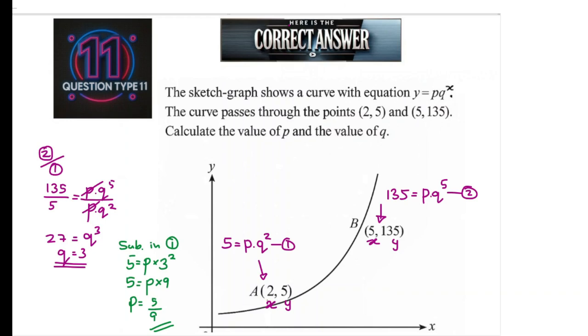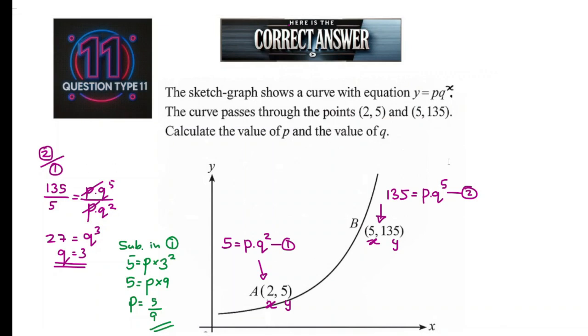Here's the correct answer. You do the same thing. You write the equation for point a and then for point b. Then you divide 2 by 1. So you get 27 is equal to q to the power of 3. So the cube root of 27 is q, which is 3. Substitute in either 1 or 2. I did it in 1 in green. And you can see the value of p is 5 over 9.